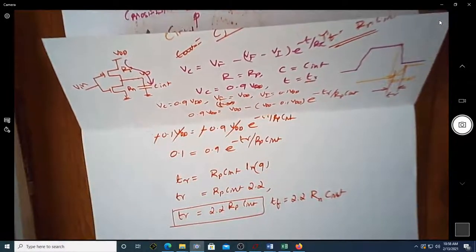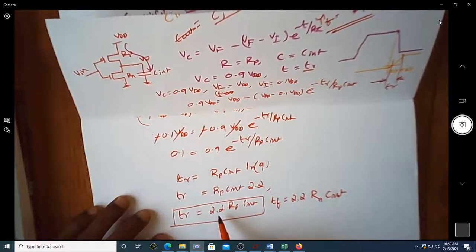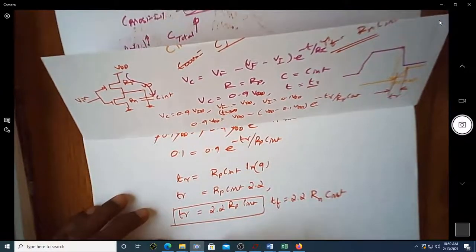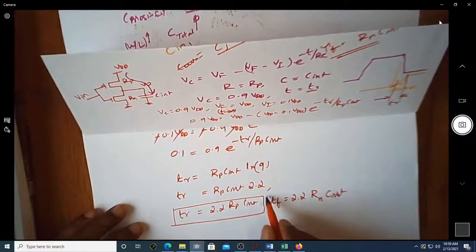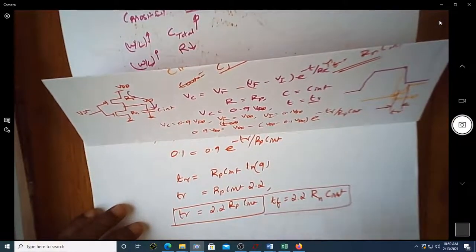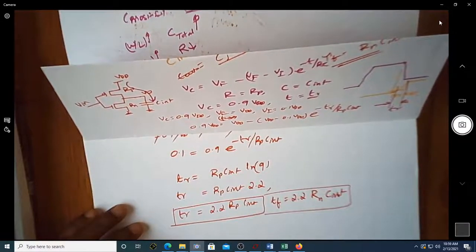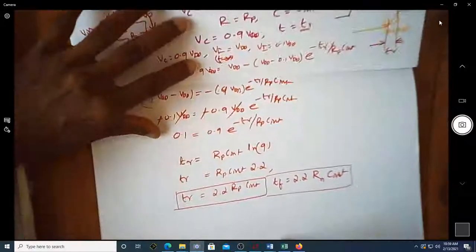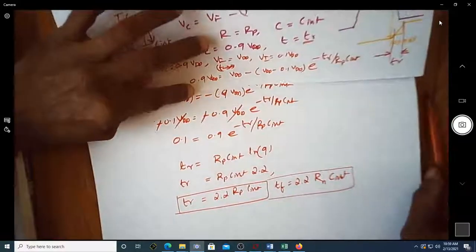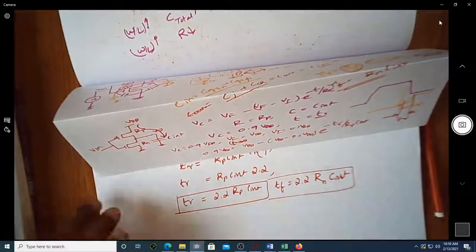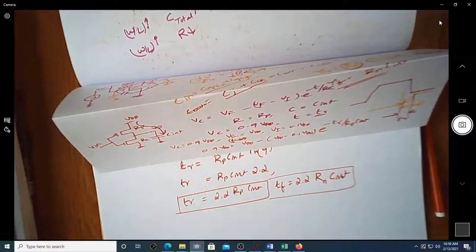This is the time taken for going from 10% to 90%. So this way we are able to get the expression for the rise time and fall time if you are not considering any external load capacitance. Suppose you consider a load capacitance, we should try to find out the overall time taken by your system to go from 10% to 90%. That we'll see in the next video.